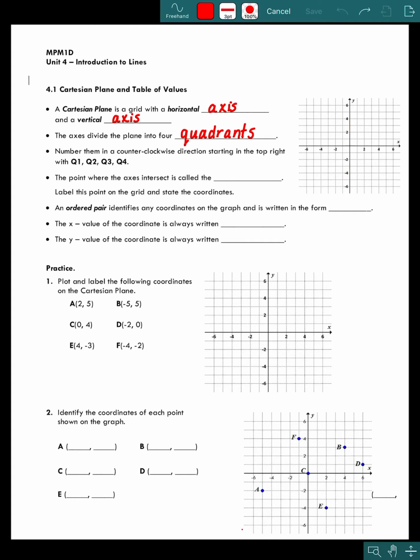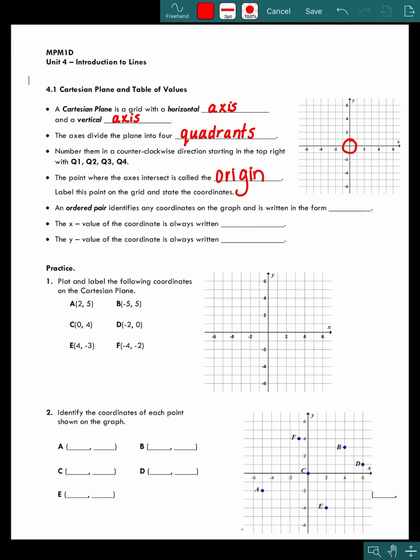The axis is divided into 4 quadrants, and it's numbered kind of in an odd way. You would think it'd go clockwise, but it actually goes counterclockwise. So we've got quadrant 1, the first one here, the second one over here, the third, and then the fourth. So quadrant 1, 2, 3, and 4. The point where the axes intersect, so if you look at the two axes that we talked about, they meet up at a point right here. And that point is called the origin.